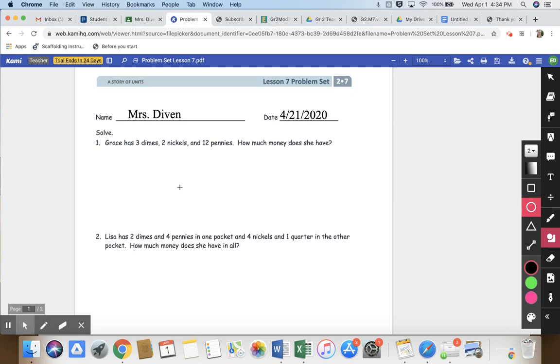So let's get started. Number 1 says, Grace has 3 dimes, 2 nickels, and 12 pennies. How much does she have? So we are going to go ahead and first of all draw this out. So let's start with our 3 dimes. So we've got 1, 2, 3, and those are going to be worth 10 cents each.